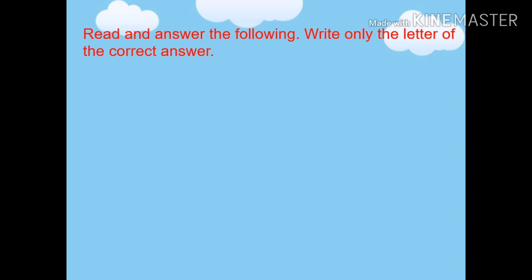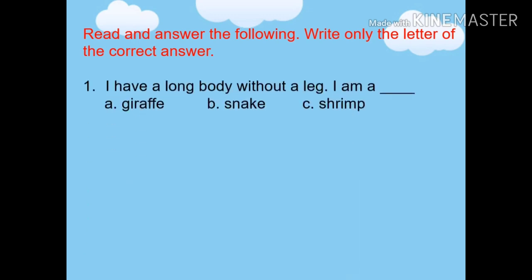Ready? Okay. Number 1. I have a long body without a leg. I am A. Giraffe, B. Snake, C. Shrimp. Again, I have a long body without a leg. I am A. Giraffe, B. Snake, C. Shrimp.